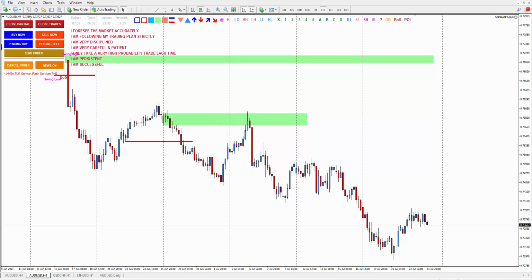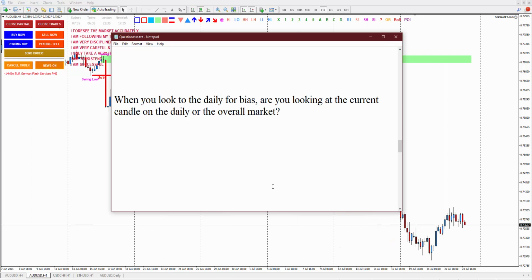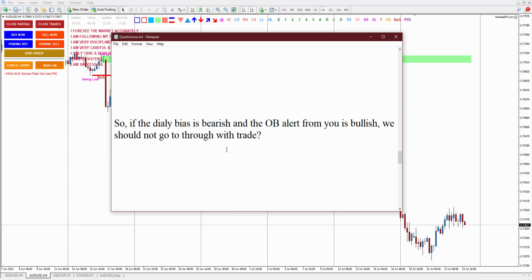So now let's see the next question. When you look at the daily for bias, are you looking at the current candle on the daily or the overall market? I usually look at the overall market. Now the next question. So if the daily bias is bearish and the order block alert from you is bullish, we should not go through with that trade.